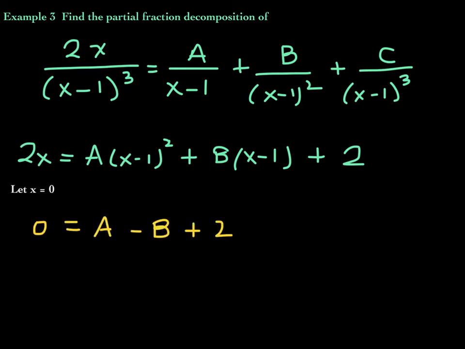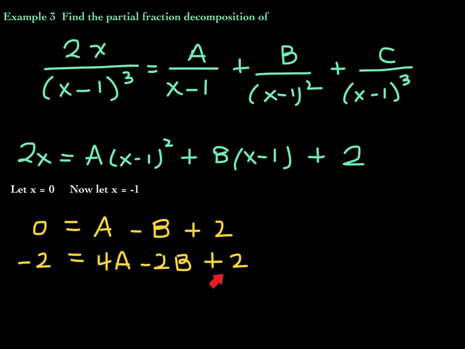When I let x be 0, I get 0 is equal to a minus b plus 2. That's awesome. This is a linear equation in just 2 variables. Let's plug in a second value for x, how about -1? When I plug in -1, I get -2 is equal to 4a minus 2b plus 2.